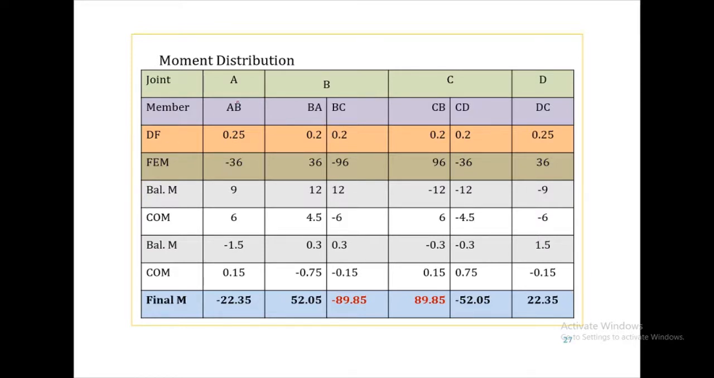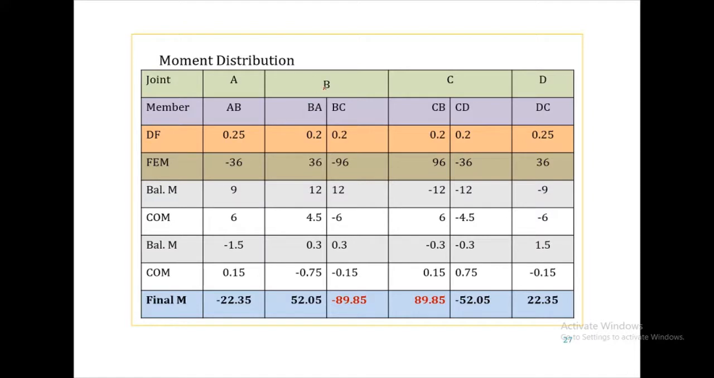And then we'll write the distribution factor corresponding to these spans. And then their fixed end moment is also written. And then we'll start balancing. When considering joint A, there is only a member called AB and the fixed end moment is minus 36 kilonewton meter. So we'll have to take minus of minus 36 and multiply it with 0.25, which is 36 multiplied with 0.25, and we will get 9.